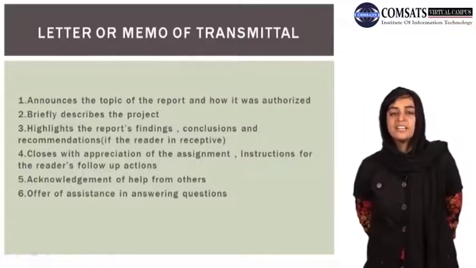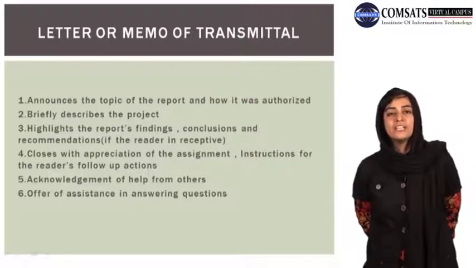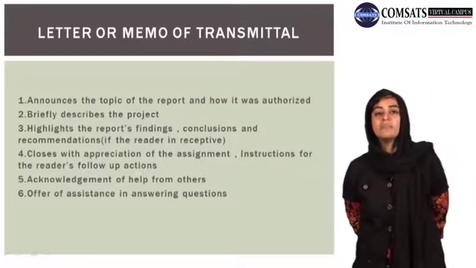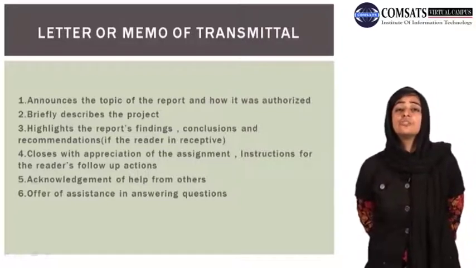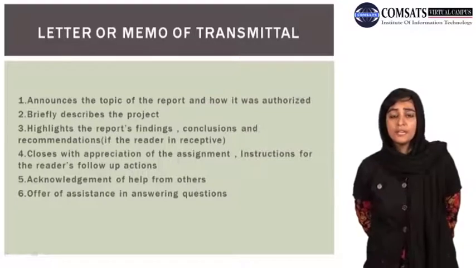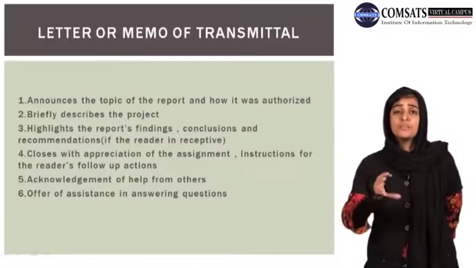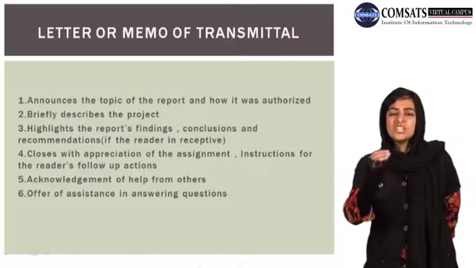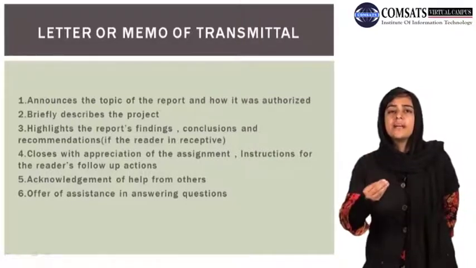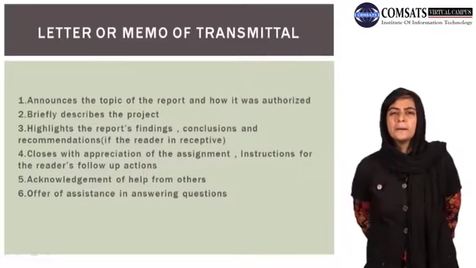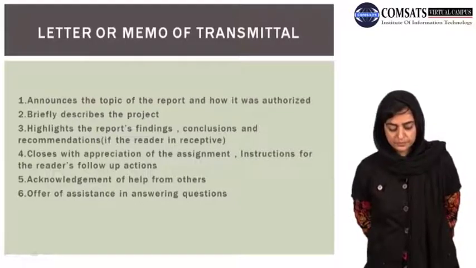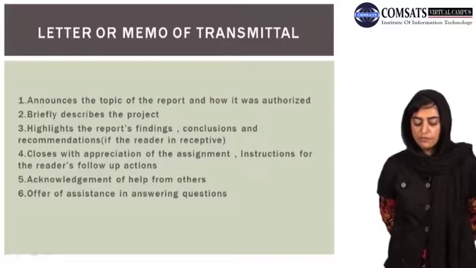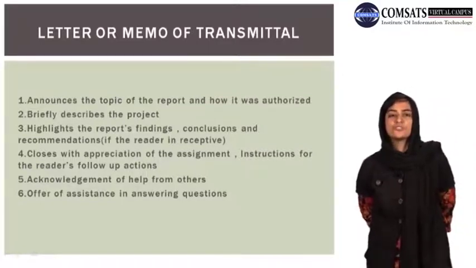The next is also a very important part of the letter of transmittal: that you appreciate the assignment, that I am glad that I was given this assignment. Then it also appreciates the efforts of all those who helped you write this report. Then the next part gives some suggestions in short form on how to practically follow up the recommendations given by your report. Then, dear students, in the end, as you can see on the screen, it offers assistance in answering questions.